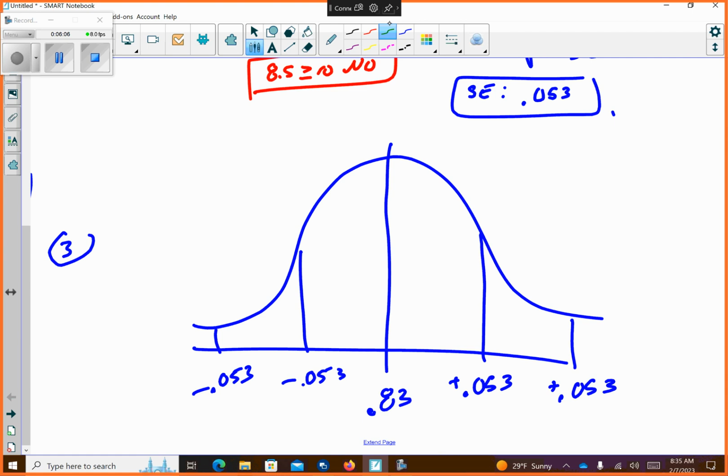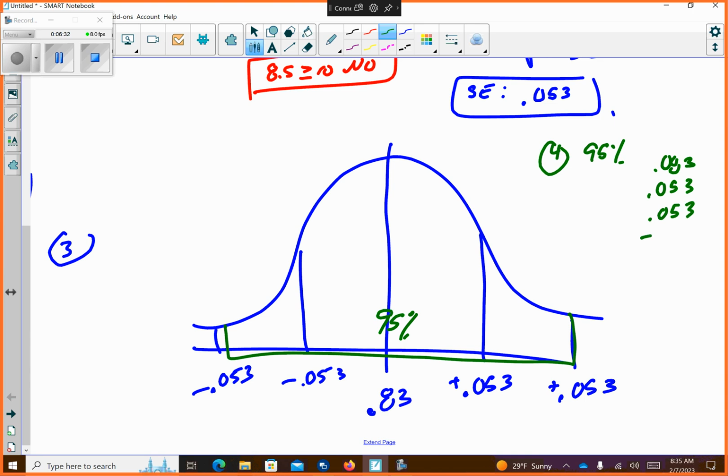So number 4, using the 68, 95, 99.7 rule, what captures the middle 95%? Okay, so this is the middle 95%. So 0.053, let's see, 0.083 plus 0.053 plus 0.053. That's going to give me 9, carry the 1, that's 9, 14, 19.